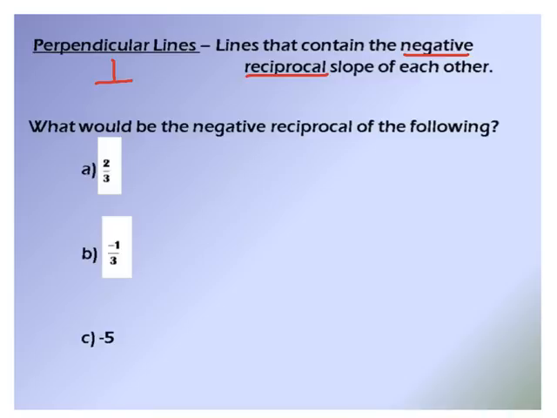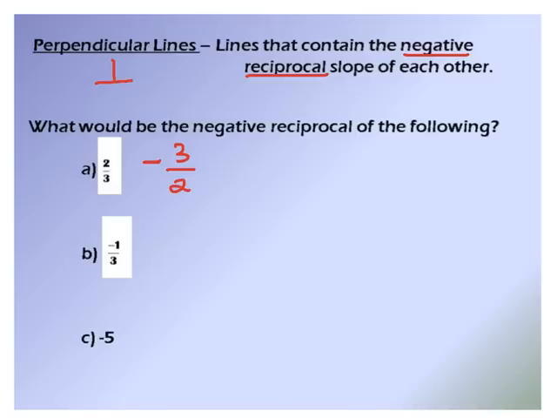They're giving us the fraction 2/3. The negative of it, or the opposite of positive 2/3, is going to be a negative. And then the reciprocal, we're going to flip our fraction upside down to be 3/2. That's the negative reciprocal of 2/3.